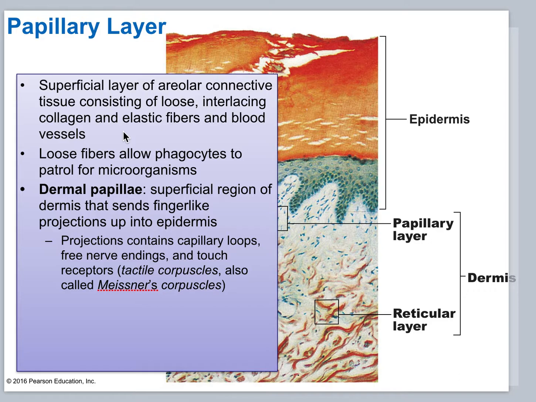The papillary layer is made of areolar connective tissue. Remember, this is a loose connective tissue. It has collagen in it, elastic fibers, and blood vessels that go through this layer. The loose fibers allow for phagocytes, like macrophages, to patrol for microorganisms.